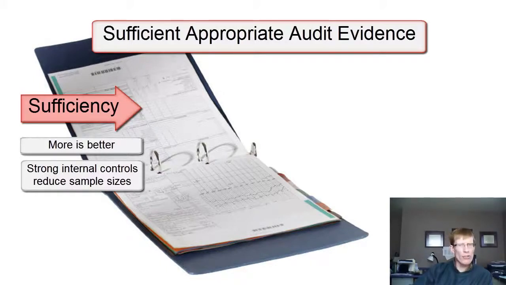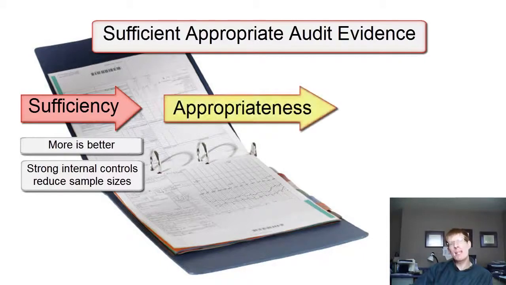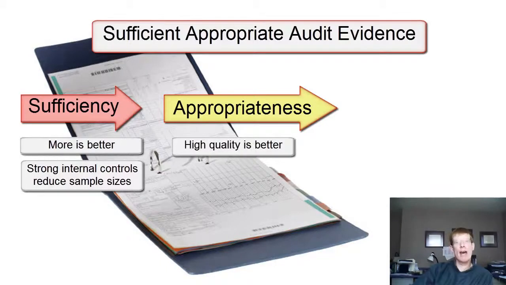Test of controls is evidence that supports the control system works and indirectly supports the achievement of the management assertion. Substantive test results are evidence directly supporting the management assertion. Appropriateness speaks to the quality of audit evidence. That is, is the evidence gathered relevant and reliable? The higher the quality of evidence gathered, the less of it you need before you are persuaded that the item of interest has been fairly presented.